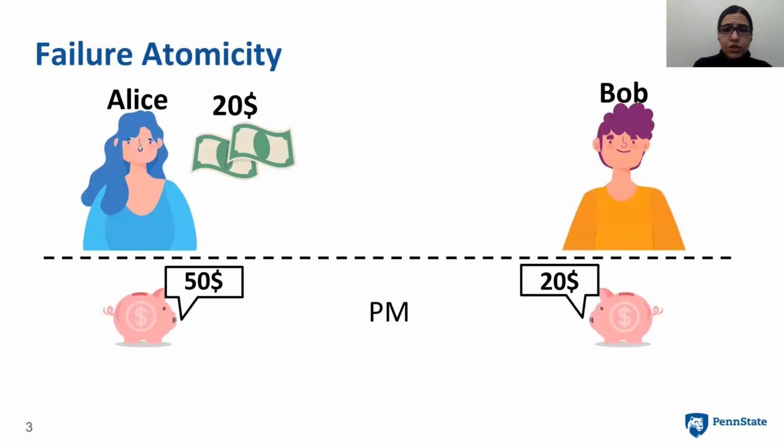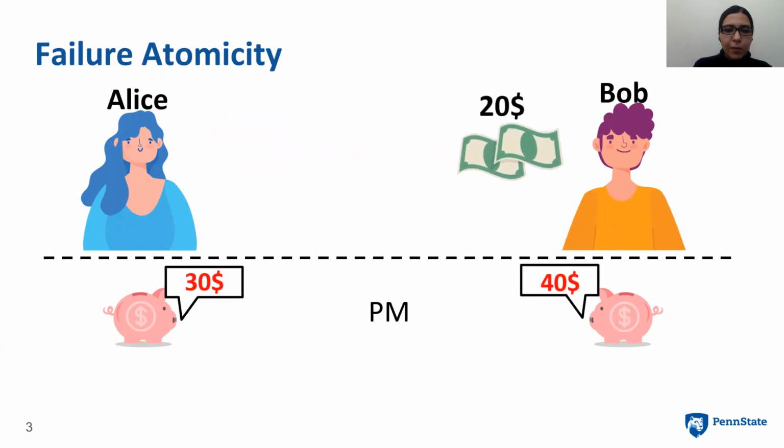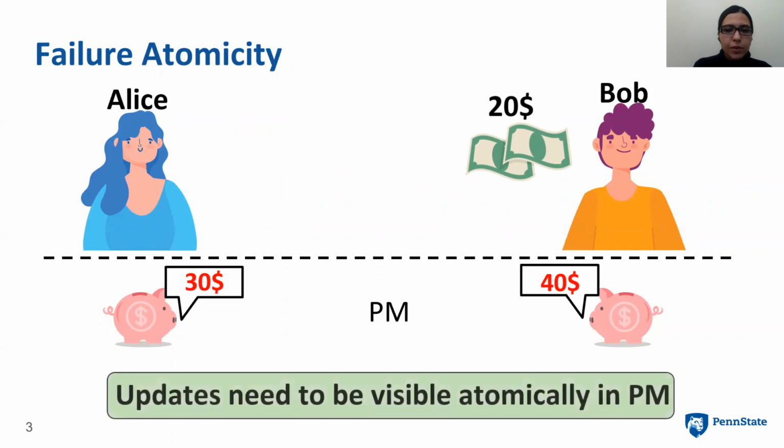Recoverable data structures need to guarantee failure atomicity. For example, consider this bank balance transfer scenario where Alice is transferring $20 to Bob. We expect that after the completion of this transfer, $20 is deducted from Alice's account and $20 is added to Bob's. So these updates need to be visible atomically in PM.